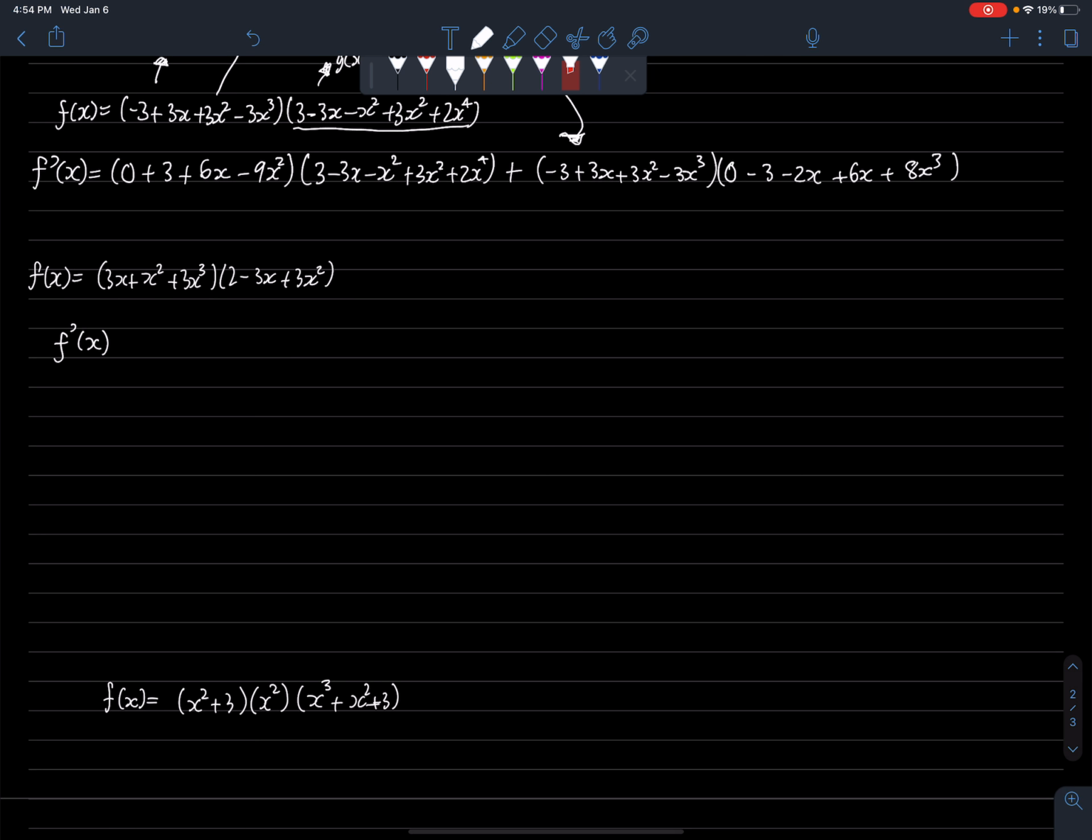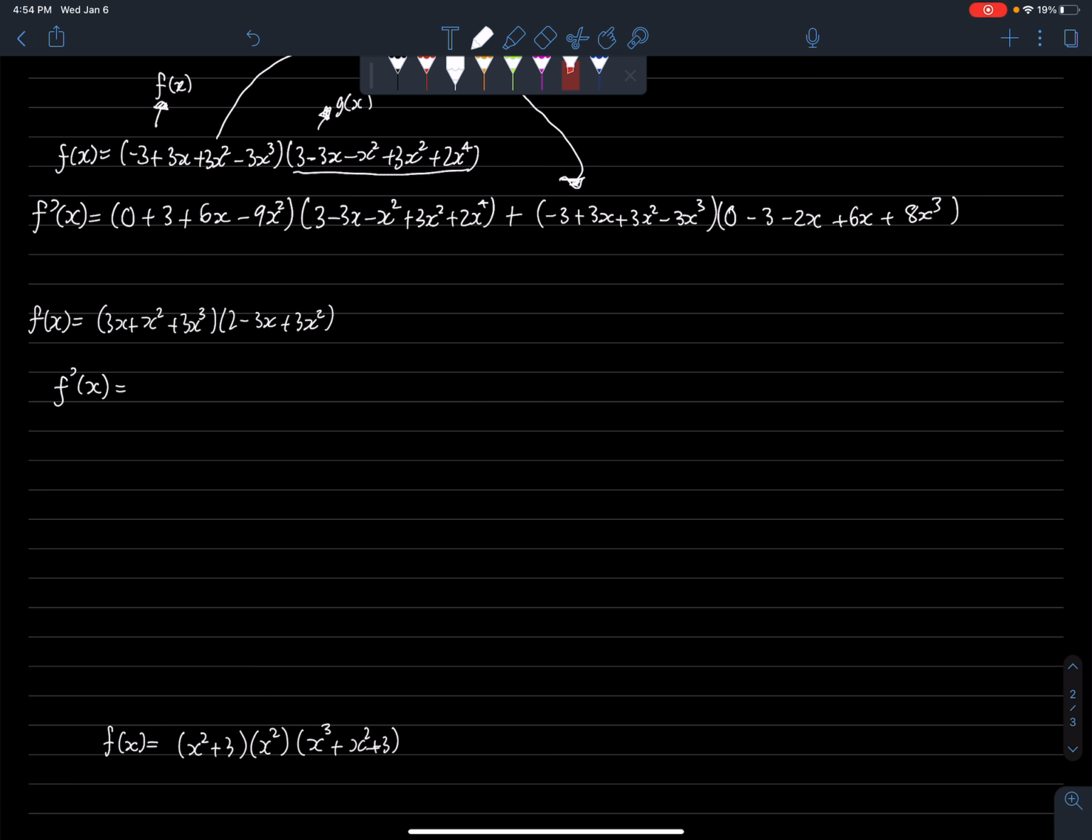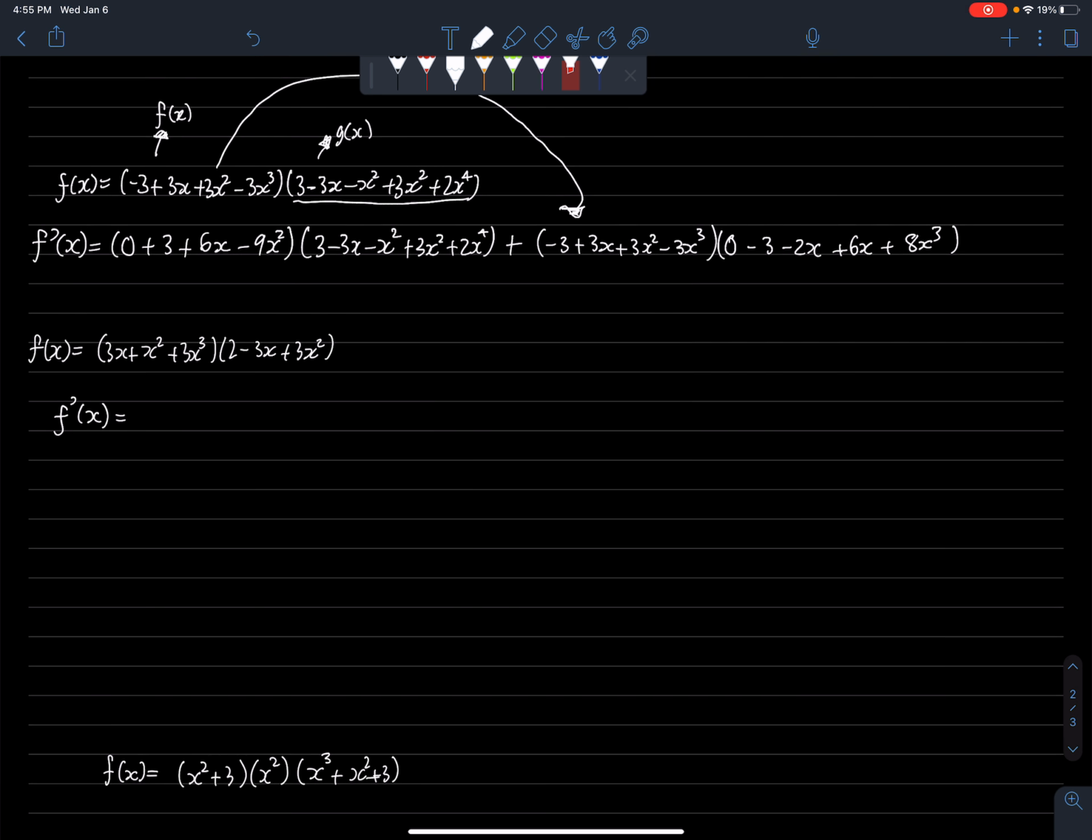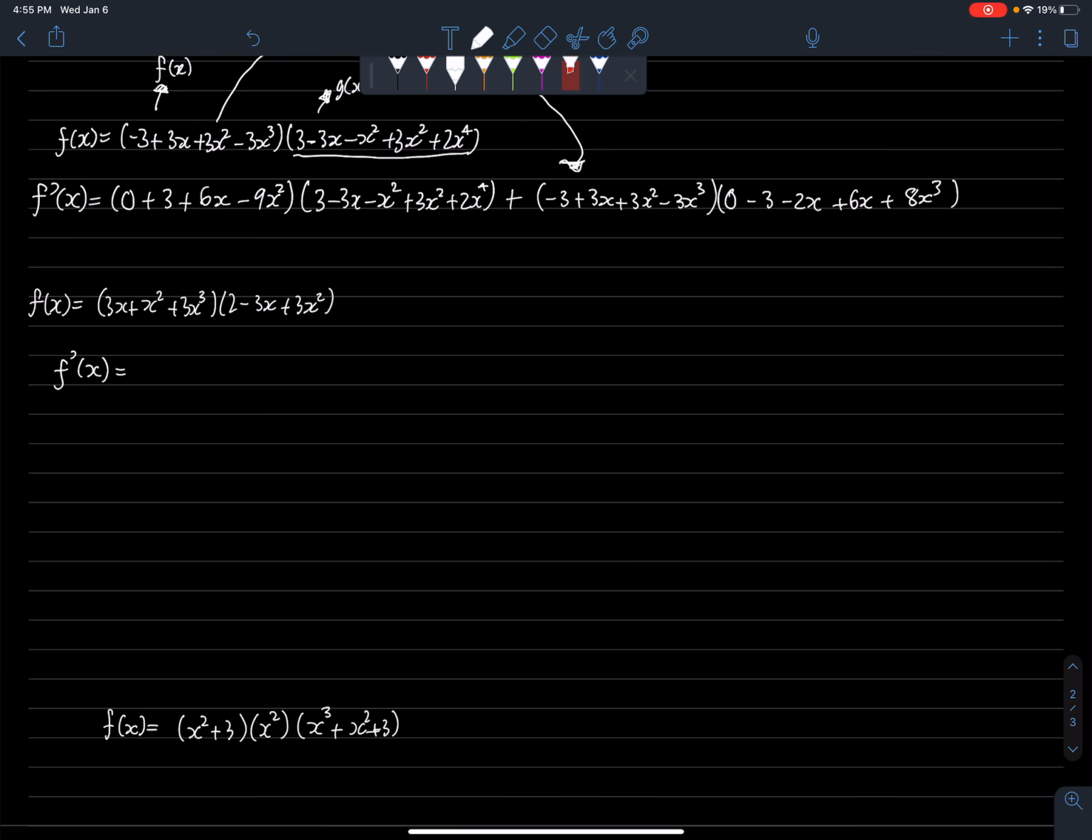F prime of x. Okay, this one's easier. This one, again, if you wanted to multiply out using a FOIL method or whatever method you use, it's going to be a long process with a lot of room for error. So there's no point. You can just do the product rule.